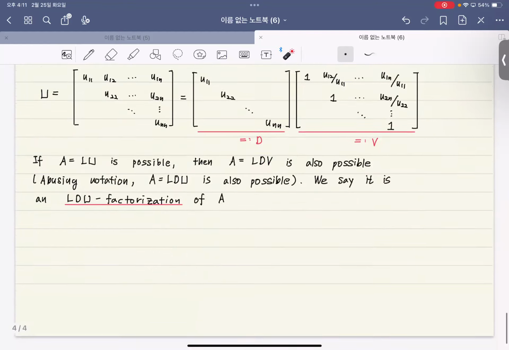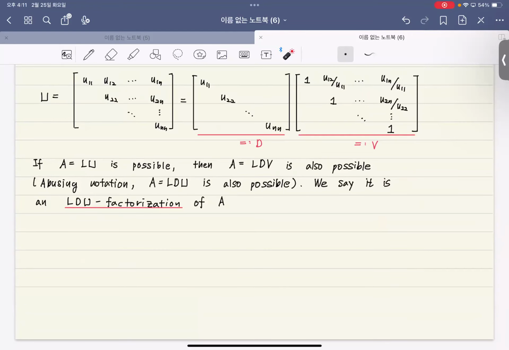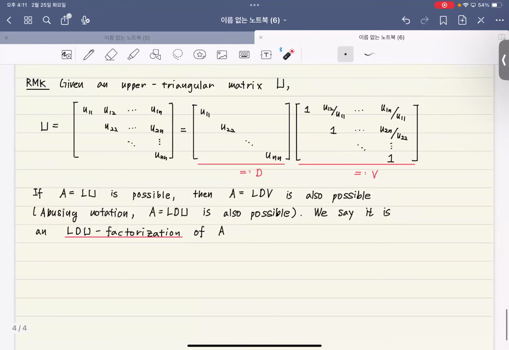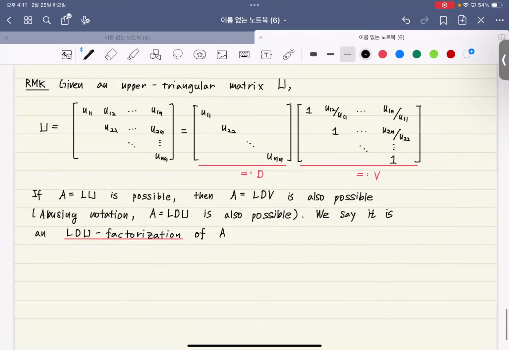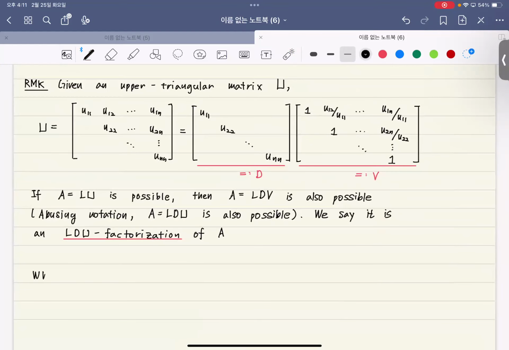All right, good. LDU factorization is not always possible.